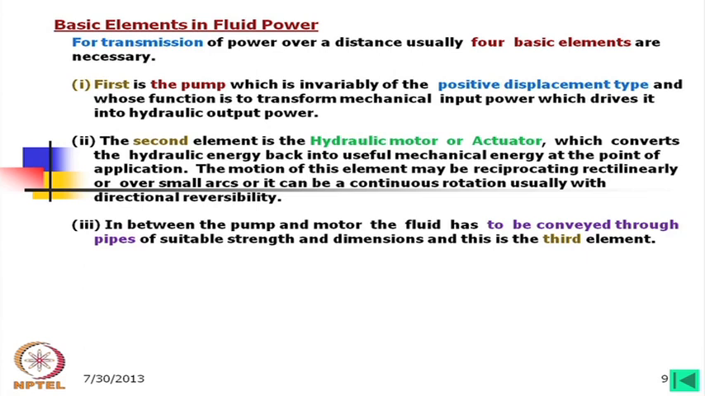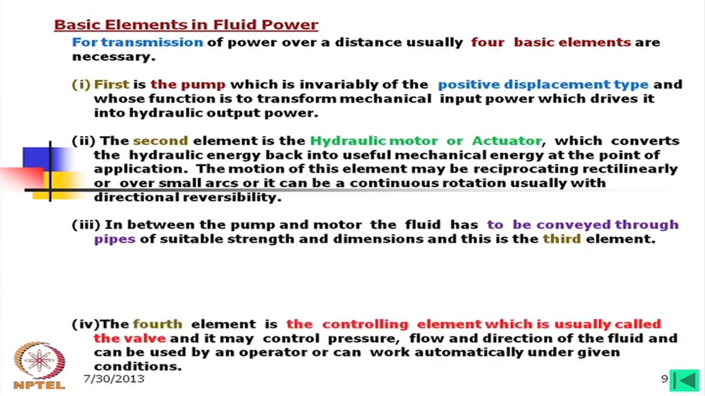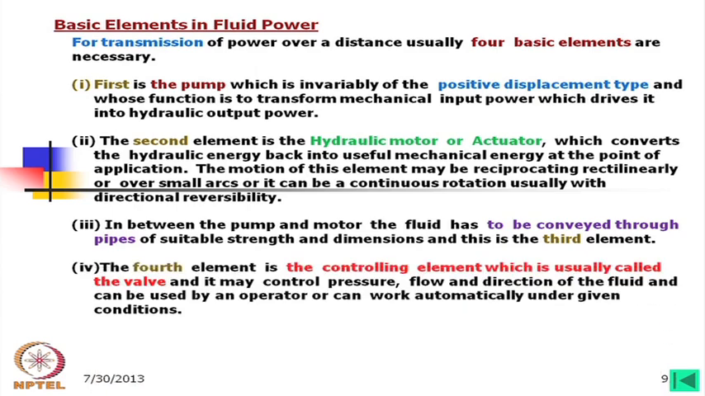In between the pump and motor, the fluid has to be conveyed through pipes or conduits of suitable strength and dimensions, and this is the third element. The fourth element is the controlling element, which is usually called the valve, and it may control pressure, flow and direction of the fluid and can be used by an operator or can work automatically under given conditions.